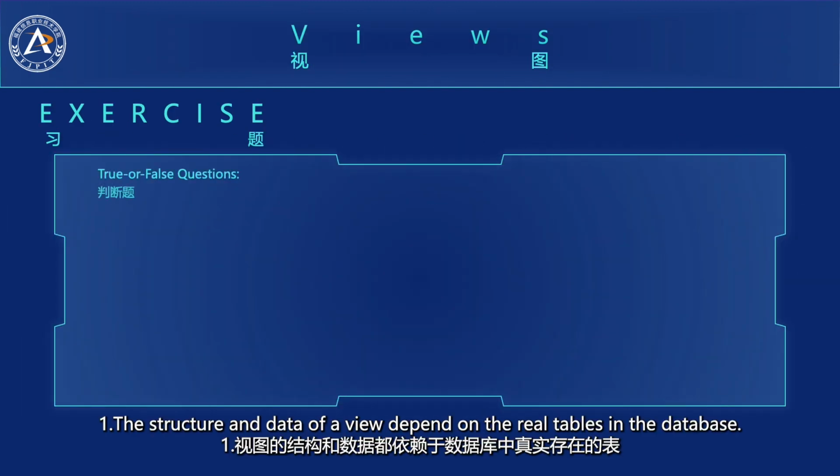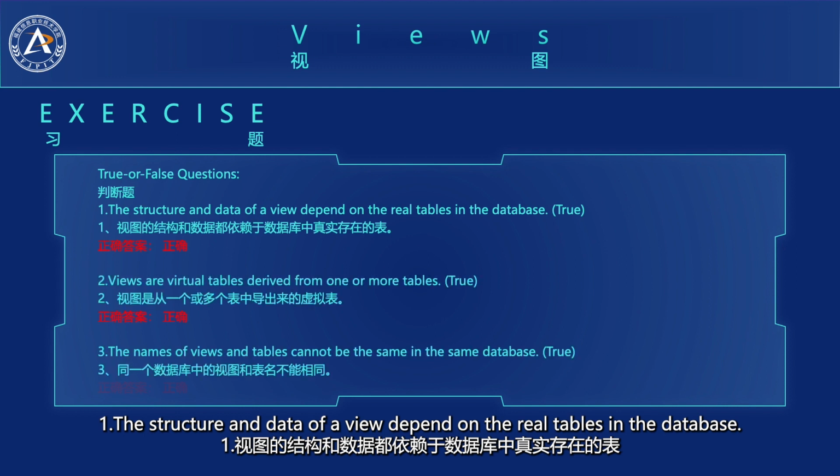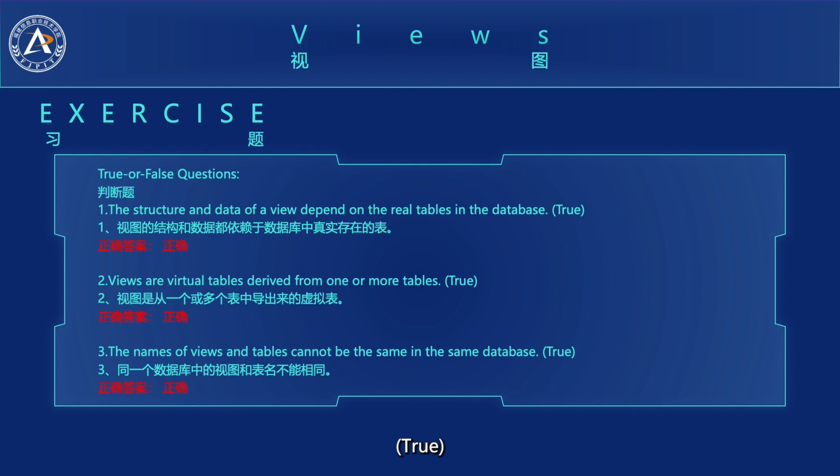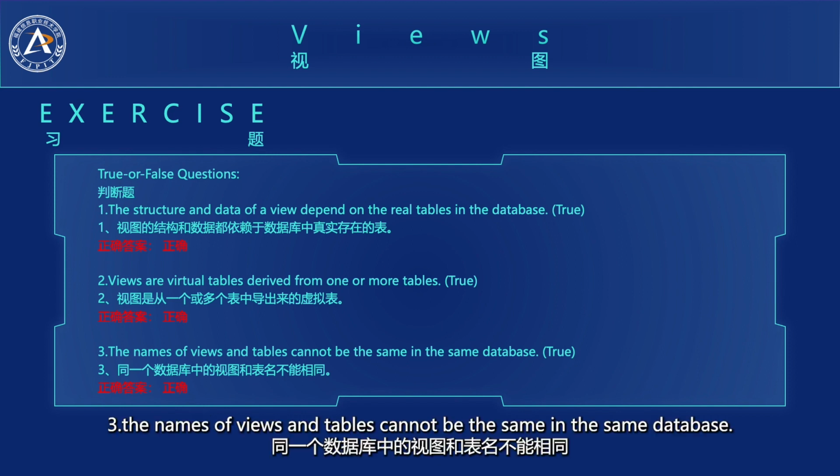True or false questions. First, the structure and data of a view depend on the real tables in the database. True. Second, views are virtual tables derived from one or more tables. True. Third, the names of views and tables cannot be the same in the same database.